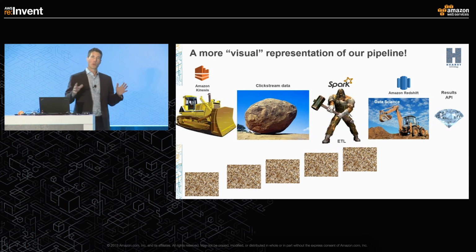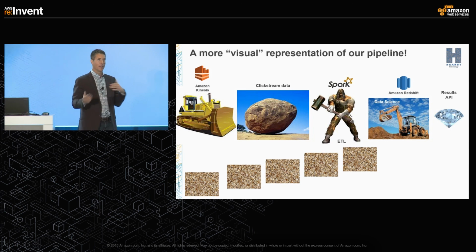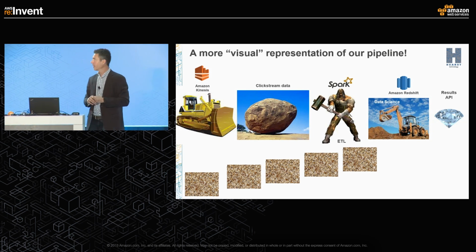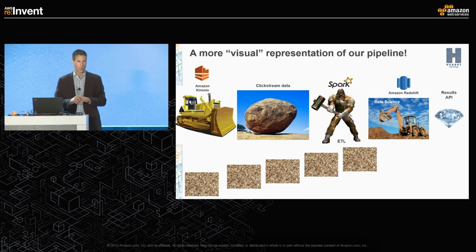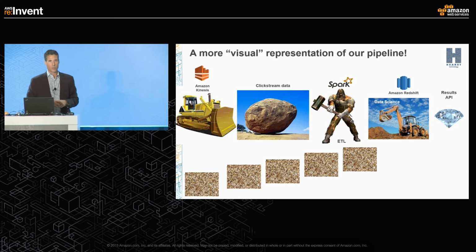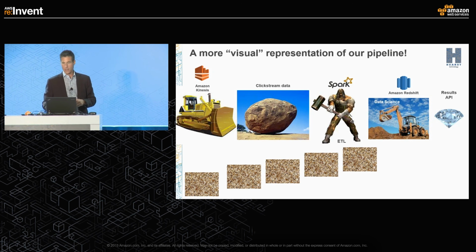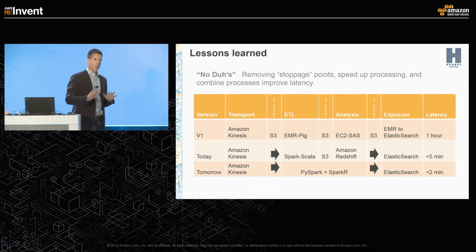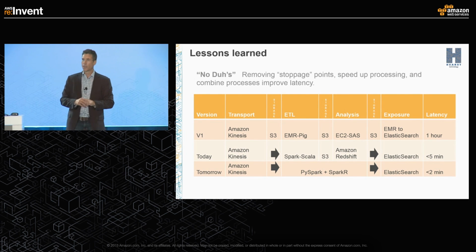This is a more visual representation of what's happening in our process. The bulldozer is shoving the giant rock, and then Kinesis, or Spark, is smashing it into little pieces. The data science bulldozer is scooping it up, processing it, and creating a diamond at the end. So to summarize, the lessons learned.